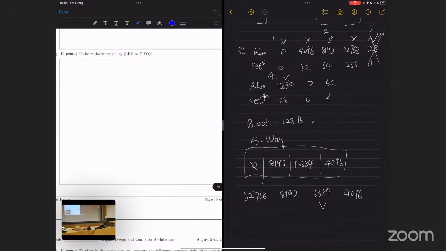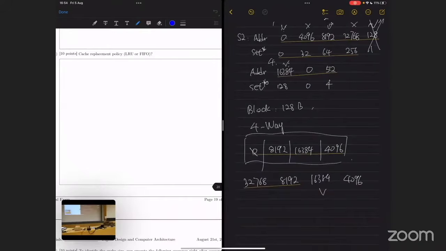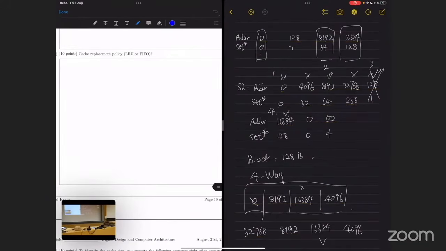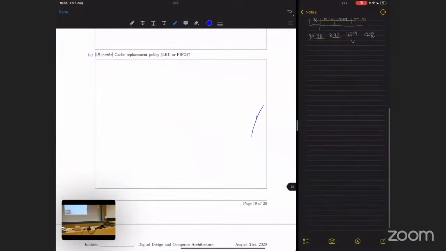And to see it for yourself, you can just go over this process again, but with the LRU policy. With the LRU policy, when this 32K is inserted into the set, it will replace 16K instead of 0. So for the next access to 16K, it will miss. So then we get a final hit number of 3.